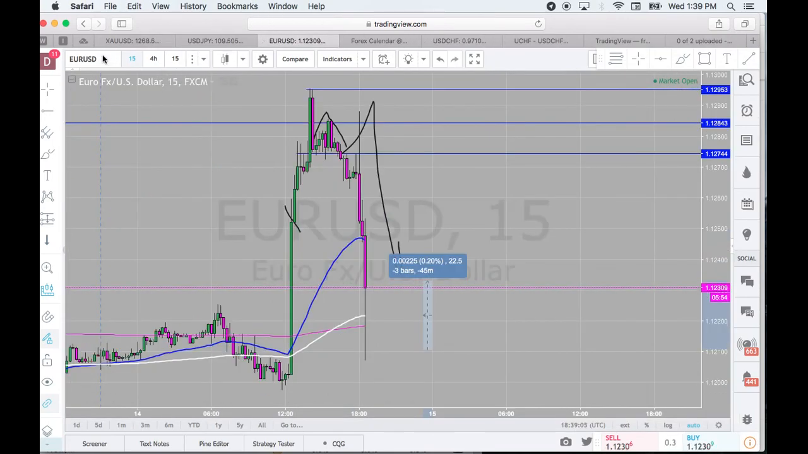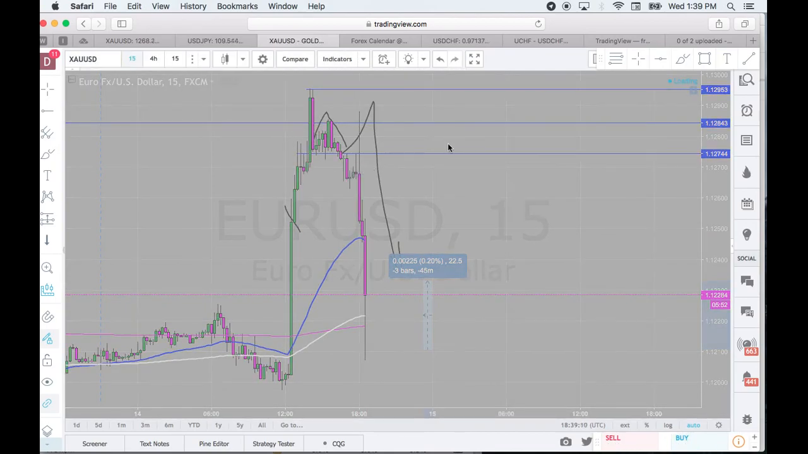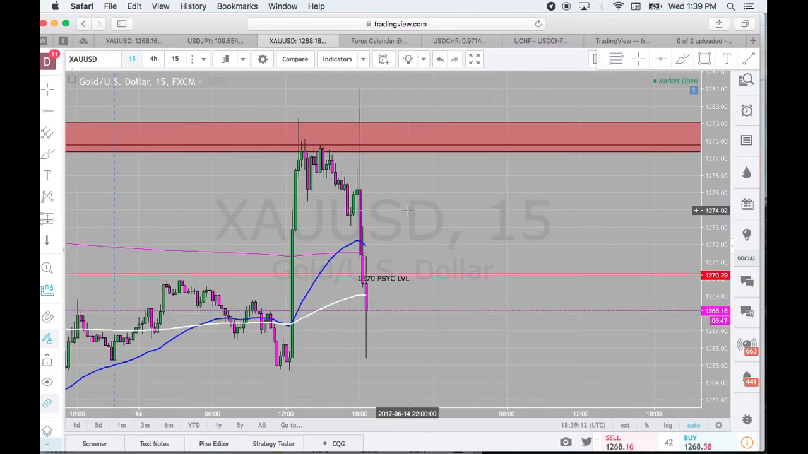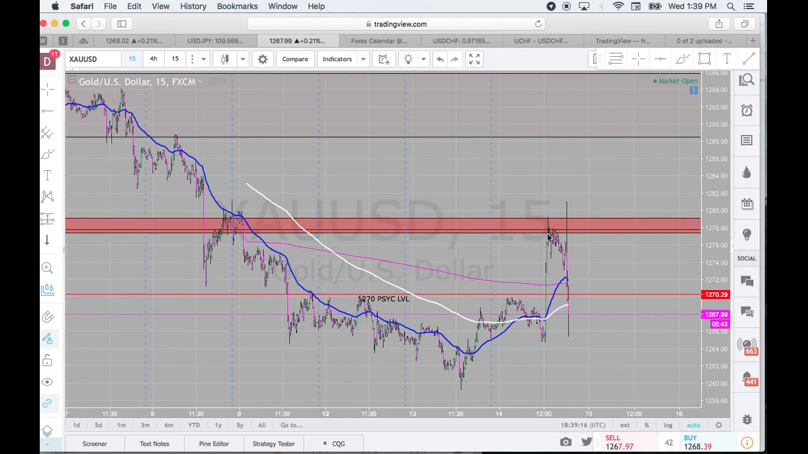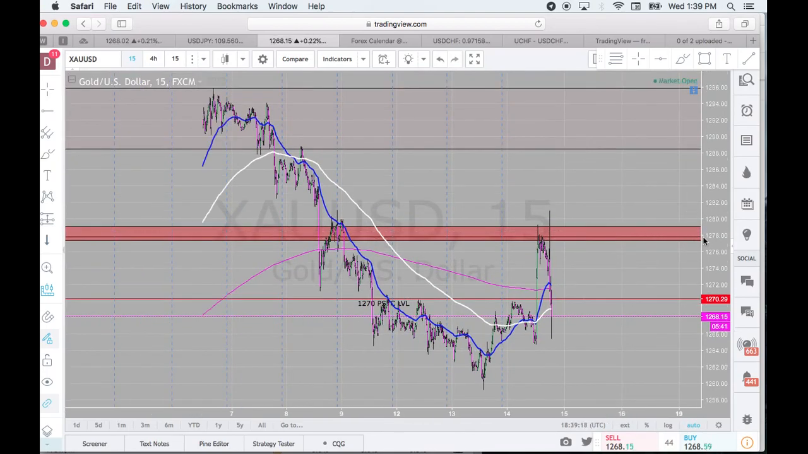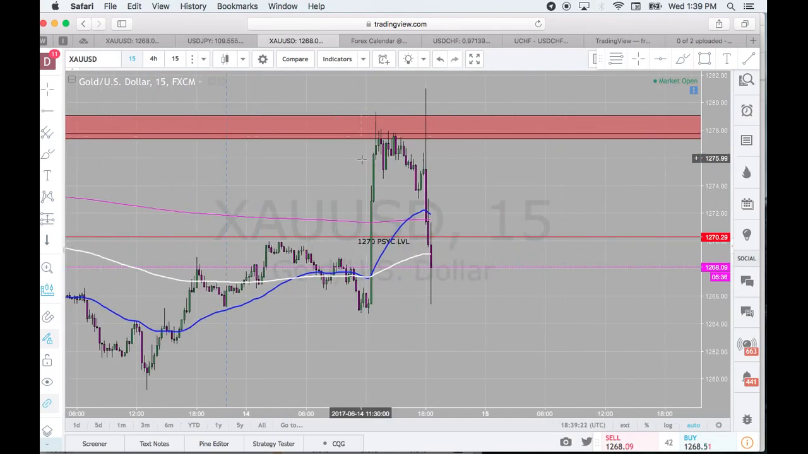Also, gold. Gold we were selling as well. Gold spiked into the 1278 level. Created that M formation. There's this second leg that was very volatile. So, wow, this has been a beautiful FOMC release.